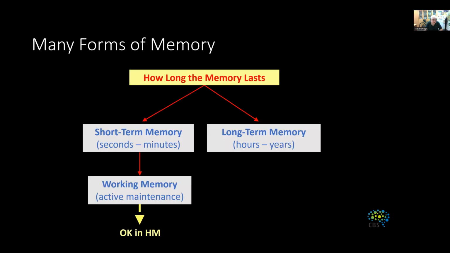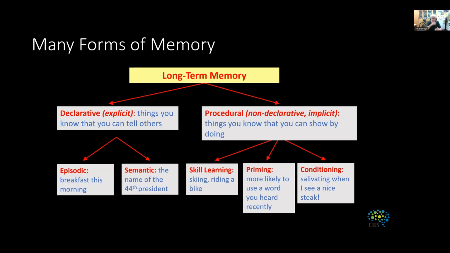So this working or short-term memory was okay in HM, but what about long-term memory? Is it not okay? And I showed you this earlier, but long-term memory can be, again, subdivided into different forms of memory. Declarative or explicit memory, these are the memories we often think about as the daily events of our lives, things we can describe to others. And those can be episodic, like you can describe what you had for breakfast this morning, or semantic or fact-based memories, like the name of a historic individual.